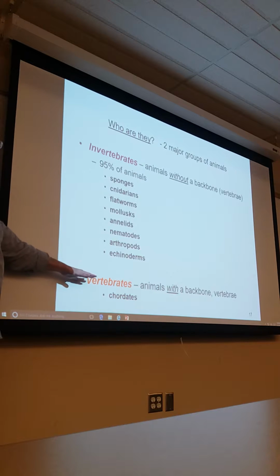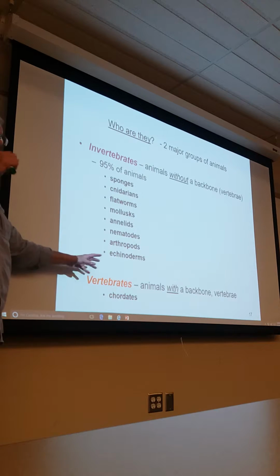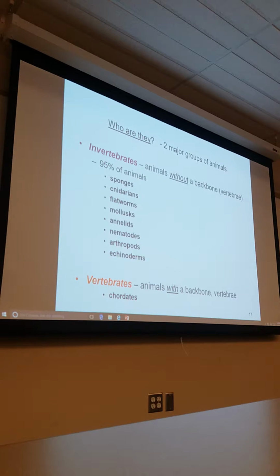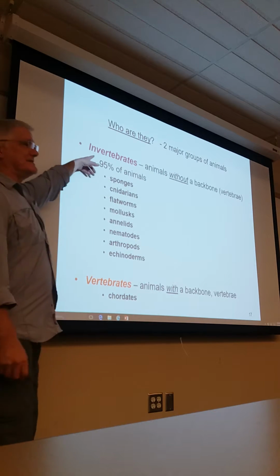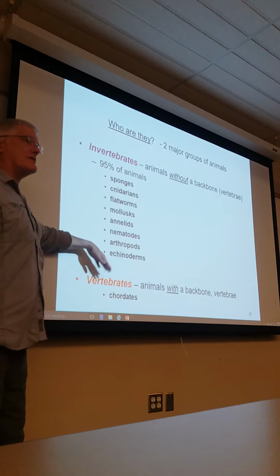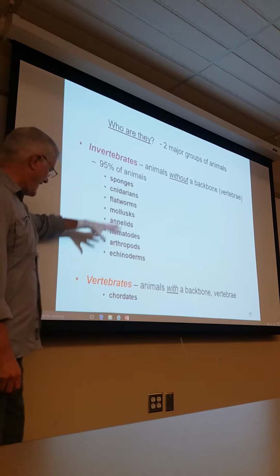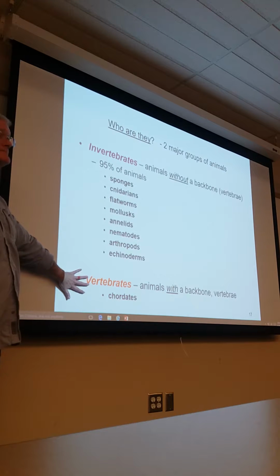What makes an animal a vertebrate? Does anybody know? You have a backbone, exactly, a vertebrae. Then if you look at the numbers of different types of animals out there, how many are vertebrates and how many are invertebrates? 95% of our animals are invertebrates. They don't have backbones. Only 5% of us have backbones.